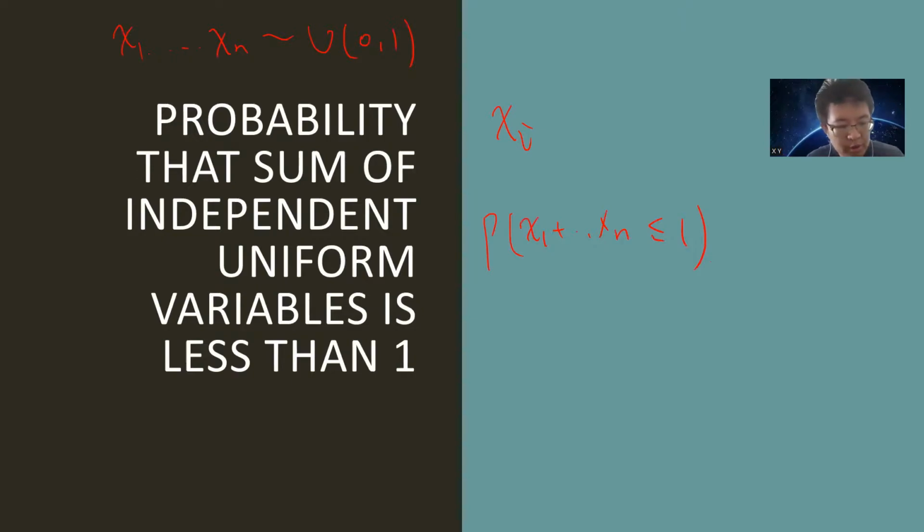This problem has various ways to solve it. Let me just provide solution 1, which is somewhat geometrical. When you encounter this problem, you can start from a small case. For example, you can ask what is the probability of x1 plus x2 less than or equal to 1. This is very simple, right?